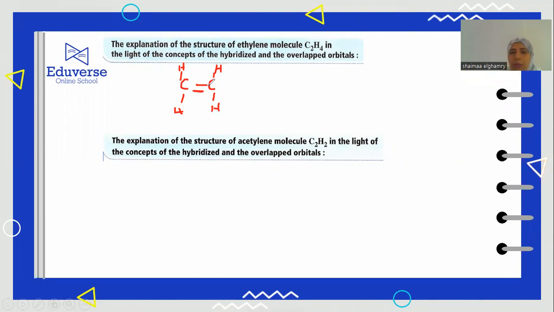The type of hybridization, here we have 3 sigma bonds, only 3 sigma bonds and 1 pi bond. So the type of hybridization in the ethylene molecule is sp2. Why? Because as we said, if we have a double bond, one of them is a sigma bond and the other one is a pi bond. So the pi bond is between p orbital and p orbital, not hybridized orbital.